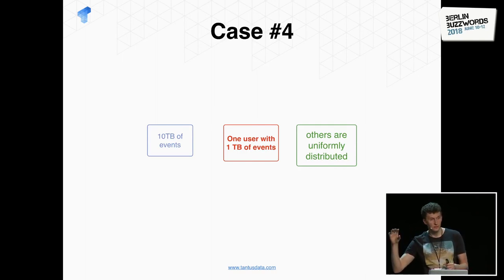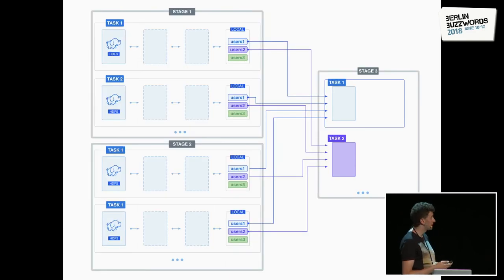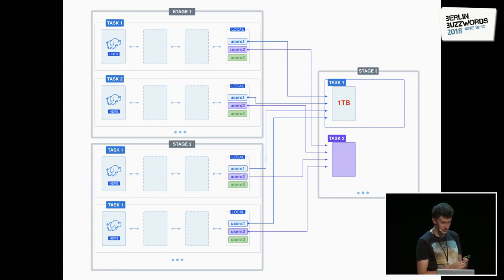produced 1 terabyte of events? So one user has produced most of your events, and you are joining by the user ID. Again, the way it will be done is exactly the same, but one of your tasks will have to process 1 terabyte of data, and this will definitely explode.